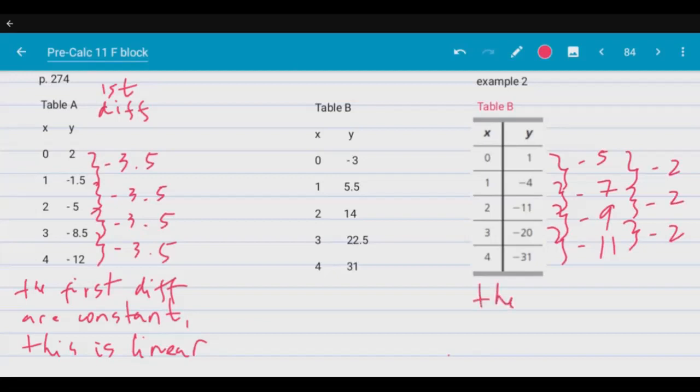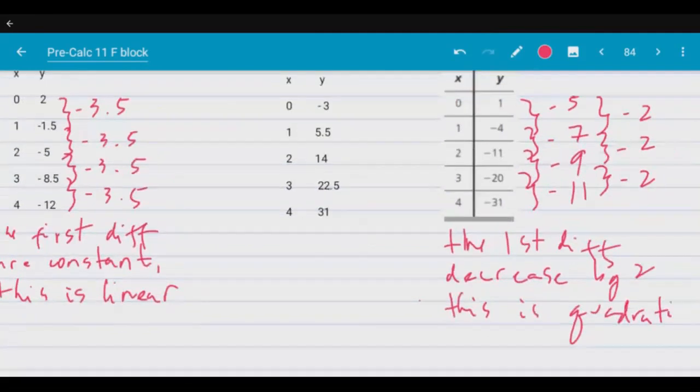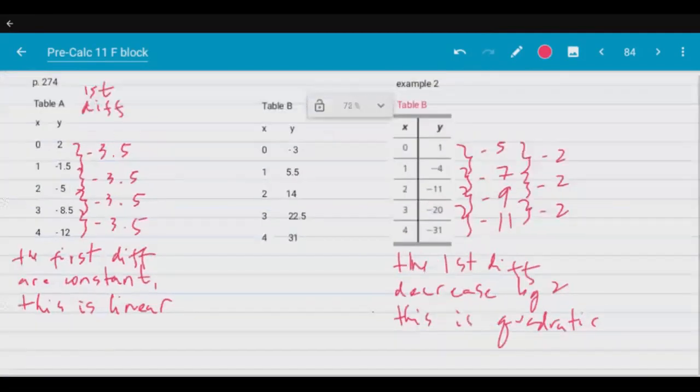This function is quadratic. Now the first differences decrease by 2, right? So the function is quadratic. Okay. So let's look at this one, table B.